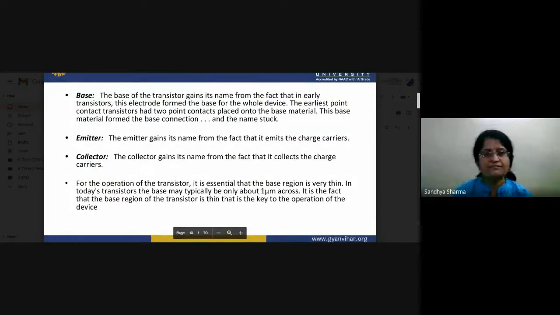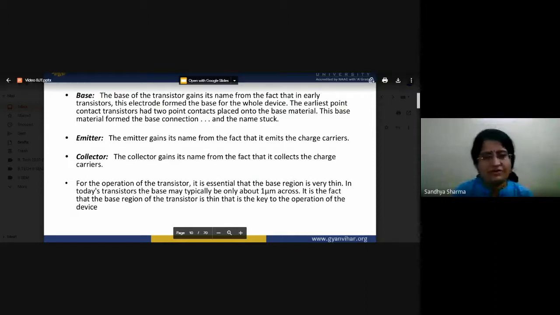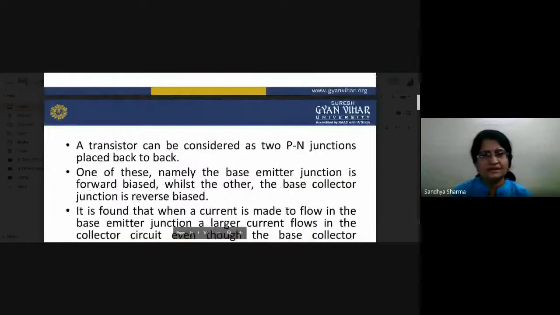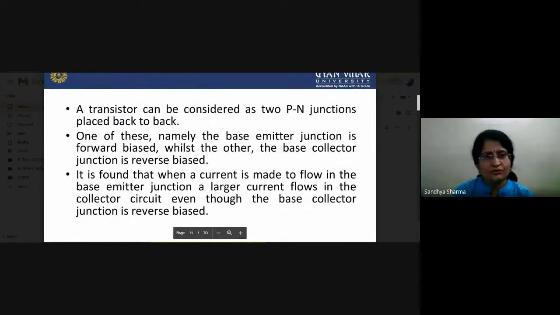The collector collects the charges coming from the emitter side. And if we are talking about the base region, the width of the base region is generally 1 micrometer in a modern transistor. So this is the reason why we design our transistor this way. By designing in such a way, we can make a transistor a good amplifier, protect it from overheating, and design a proper device.